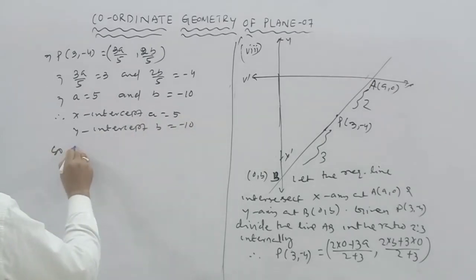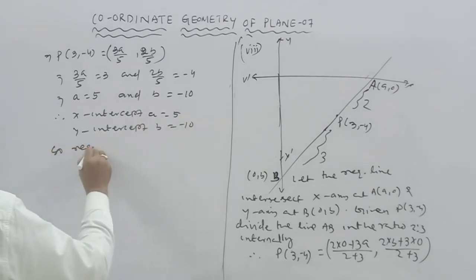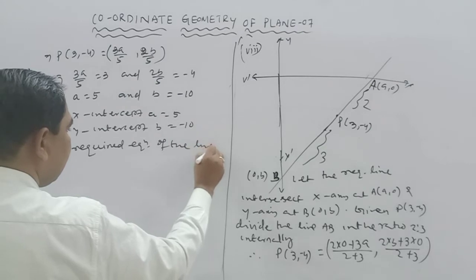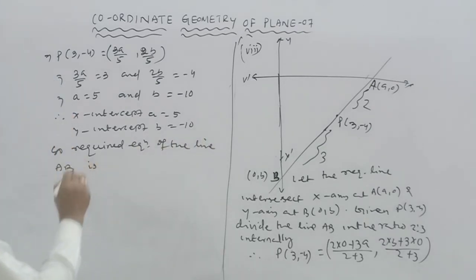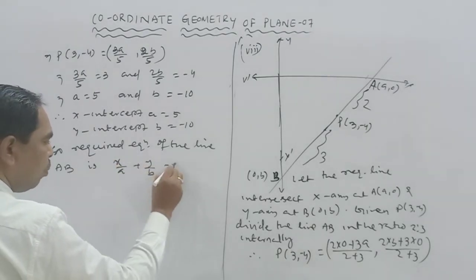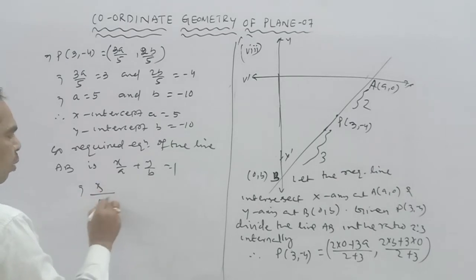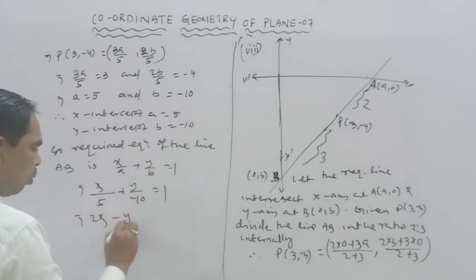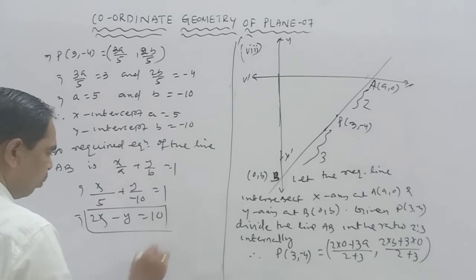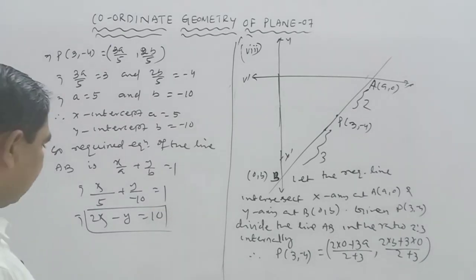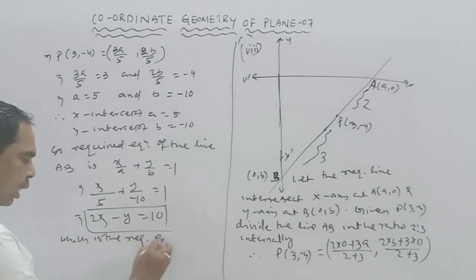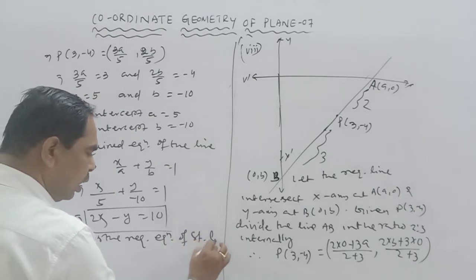So the required equation of the line AB, using intercept form, x by a plus y by b is equal to 1. That is x by 5 plus y by -10 is equal to 1. This implies 2x minus y is equal to 10, which is the required equation of the straight line.